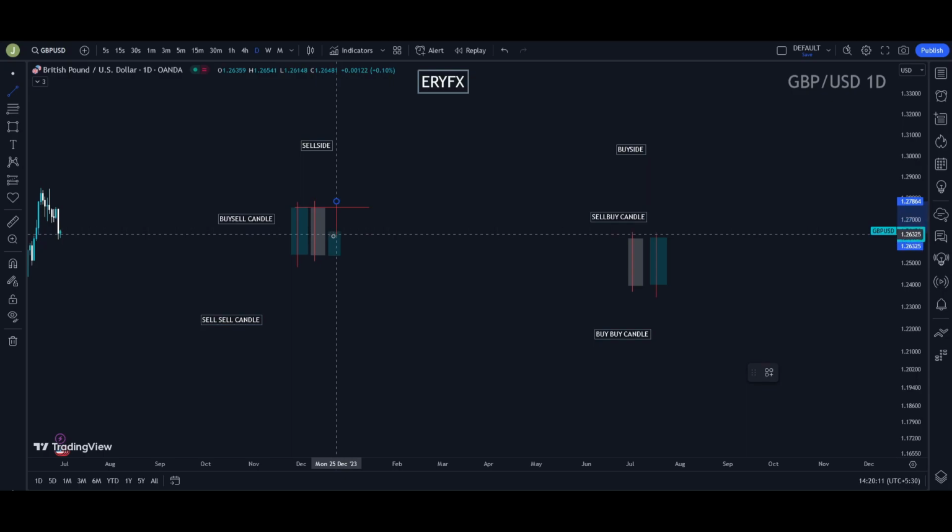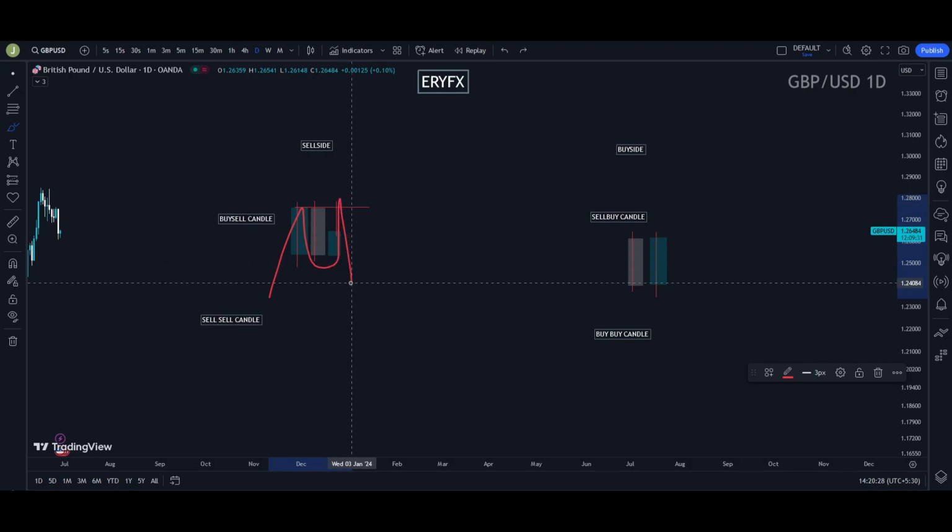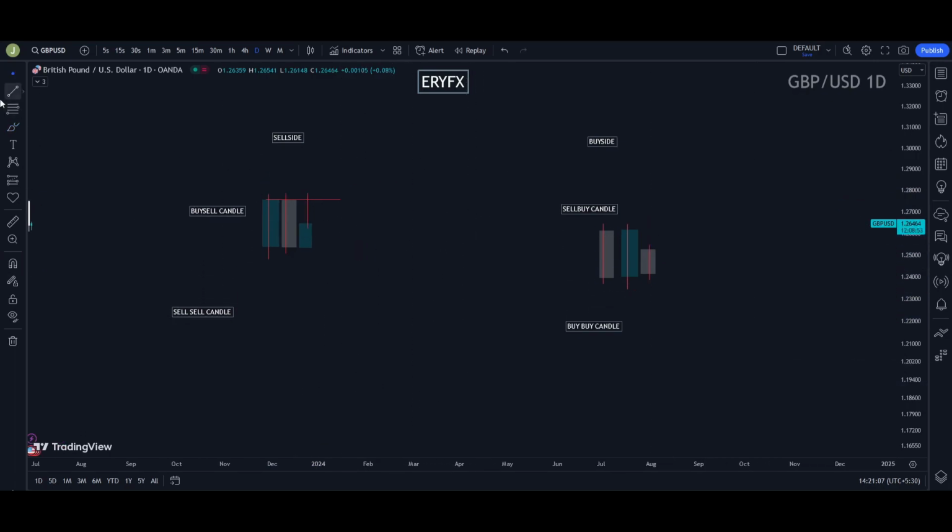It should just wick the line, but should not close above it. It's a buy-sell candle that wicks it and then closes below the line, and we can look for the sells. Similarly it wicks it and closes below. That's it for the buy-sell. For the buy direction it's sell-buy: wick it out, close above the line, and then we can look for the buys.